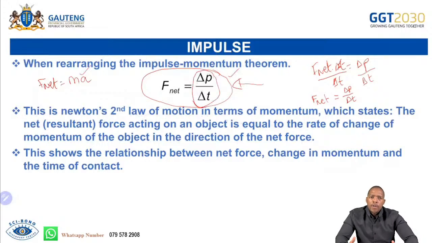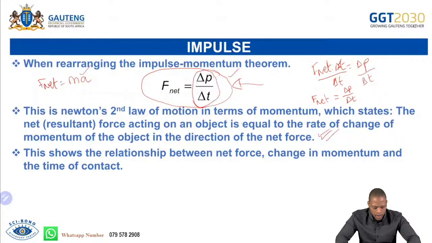So if the object changes its momentum very, very quickly, it's because of the net force. If the object changes its momentum very, very slowly, again, it's because of the net force that is on that particular object. So it says the net or resultant force acting on an object is equal to the rate of change of momentum of that object in the direction of the net force. It is one of those laws that we must be able to state, grade 12. It is important that we are able to state Newton's second law in terms of momentum.